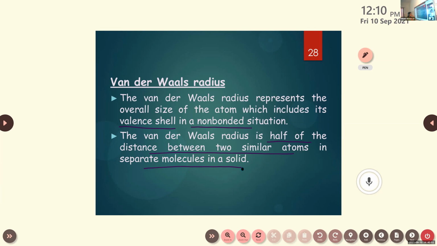Okay, that's about bond length. So that's the internuclear distance between two atoms in a molecule. We can measure it in terms of covalent radius and van der Waals radius. Covalent radius is related to covalent bonding, that means the sharing of electrons. In the case of covalent radius, we will only consider the core. Core includes the nucleus and inner shells, and we will avoid this outermost shell. Then van der Waals radius represents the overall size of the atom, which includes its valence shell in a non-bonded situation. Here also it's half the distance between two similar atoms in separate molecules in a solid.